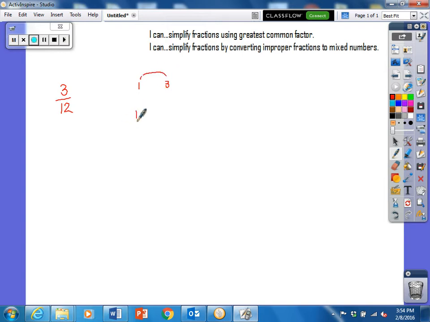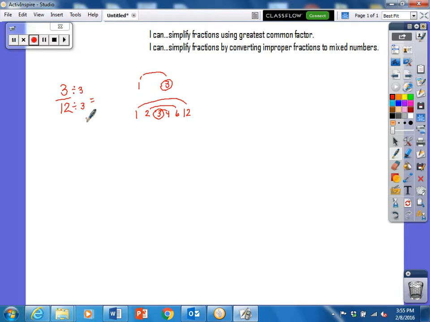And then 12, 1 times 12, 2 times 6, and 3 times 4. Then we have to find our greatest common factor, which it says right here in our I can statement. So our greatest common factor is 3. And the final step we have now is we take that greatest common factor and we divide both the numerator and the denominator by the greatest common factor.